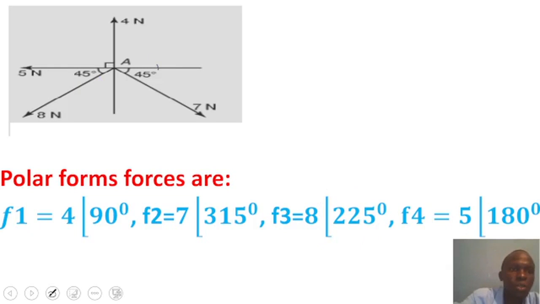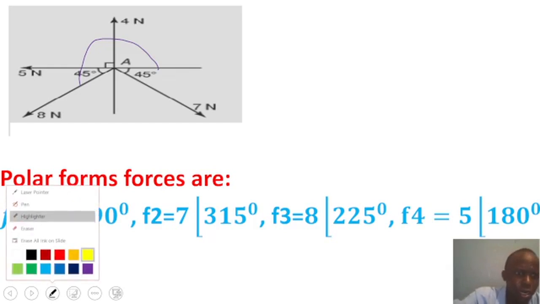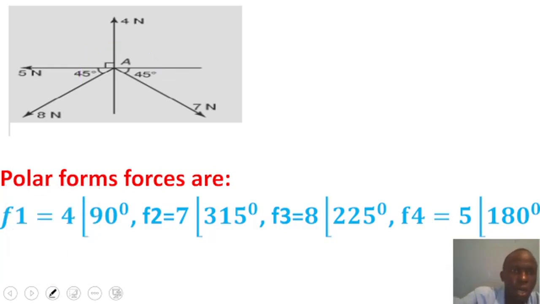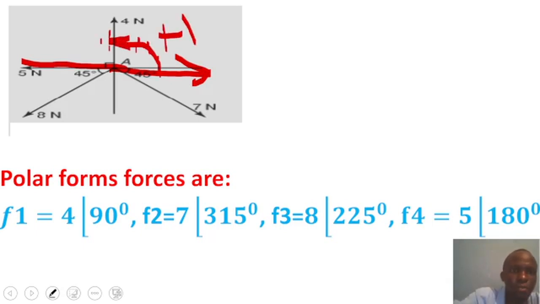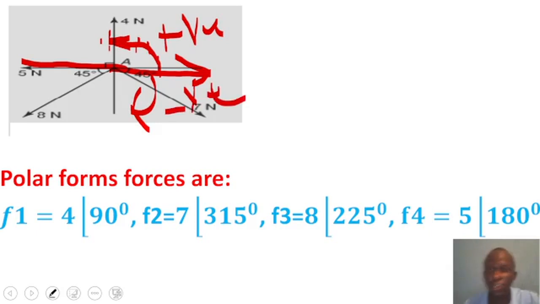Something to note here: we are relating all the angles with respect to the x-axis. But in which direction? If it is in the counterclockwise direction, it is positive. If it is in the other direction, the clockwise, it is negative. That is the convention that is used here.